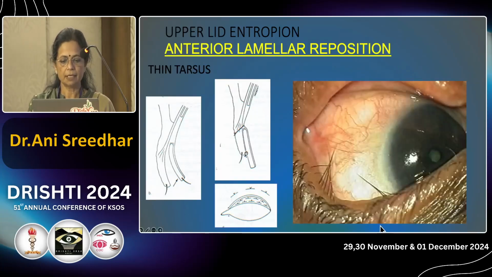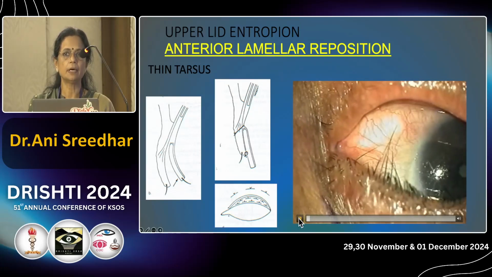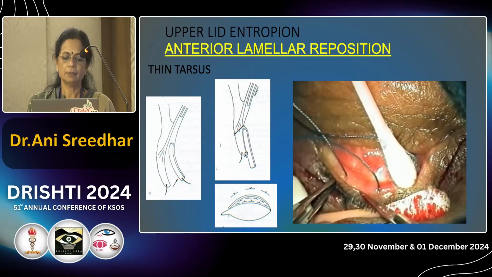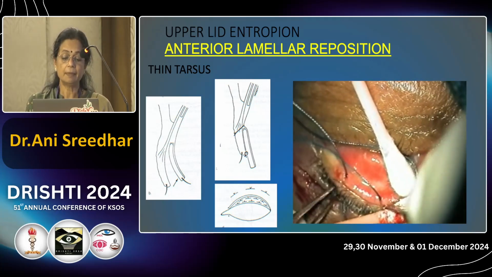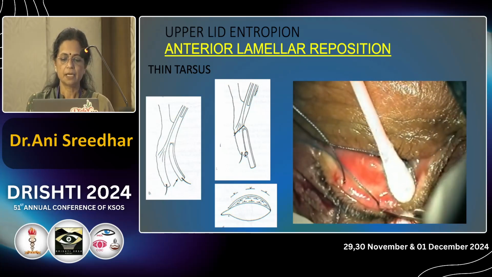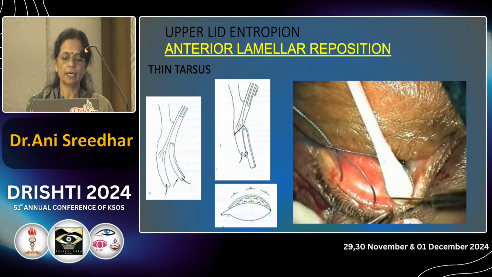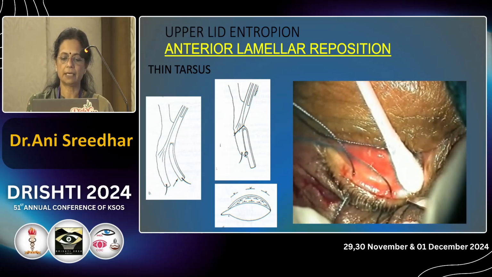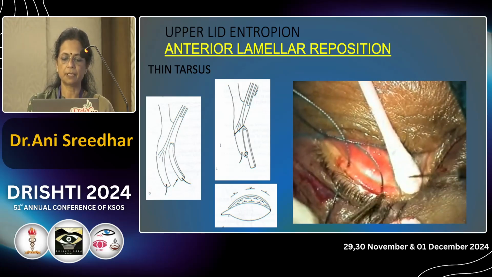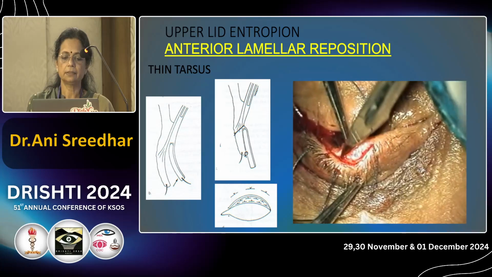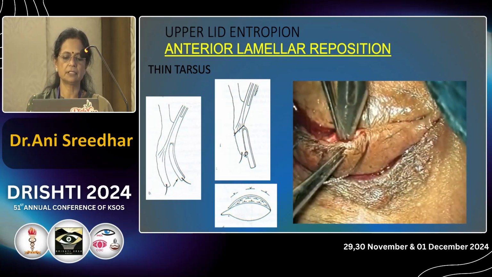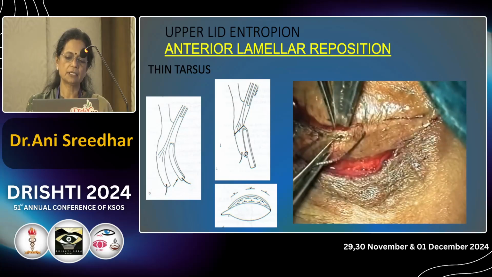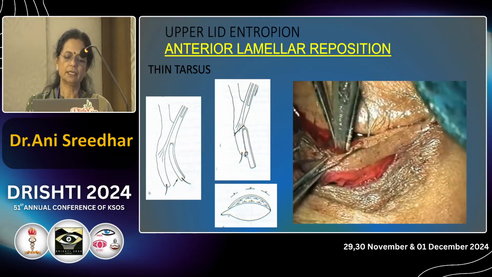So in anterior lamellar repositioning, you are splitting the lid into anterior and posterior lamella at the gray line. The anterior lamella contains all the lashes, and the whole length of the lid is split, including the lateral and medial ends. And you cannot use cautery because as you're repositioning the lid, it has to take up, so it's a bloody surgery.